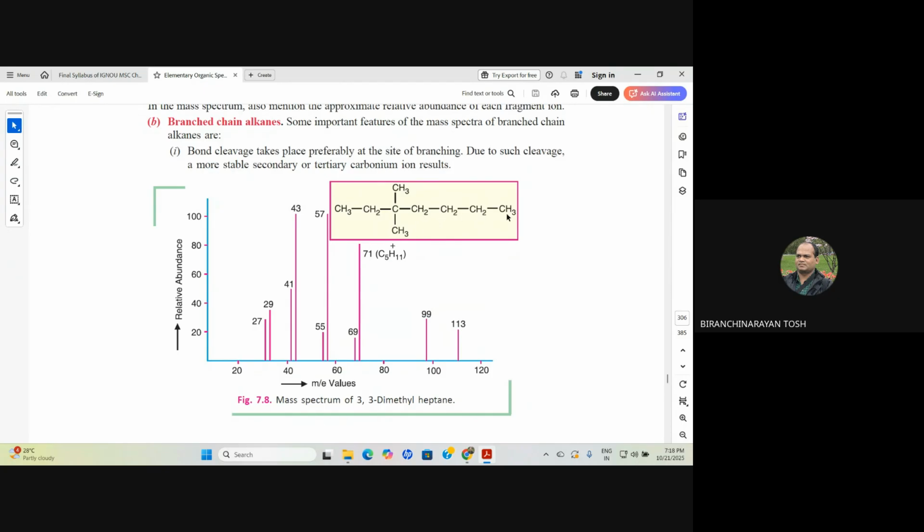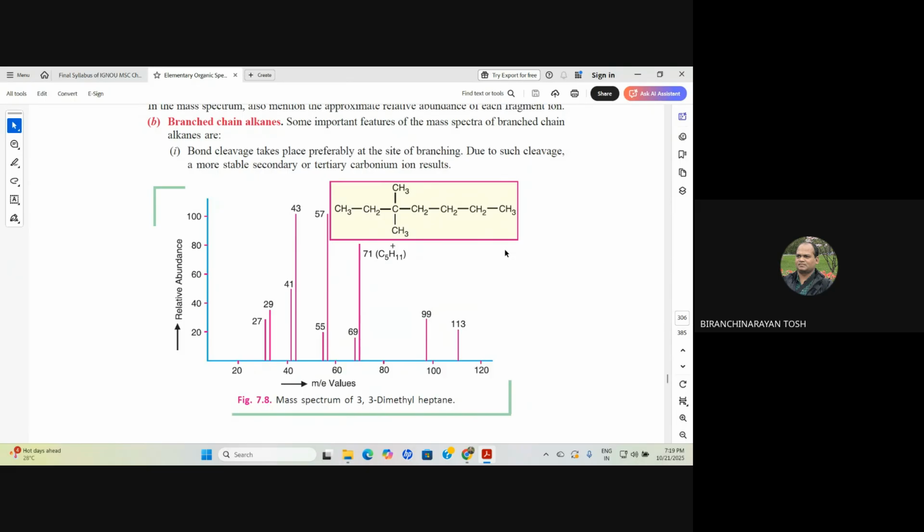And C4H9 is 57. So 71 and 57, these two peaks, sorry, not 43. If you add these two, how much are you getting? 128, but you are not getting the 128 peak here, as I told previously. So the parent peak you are not observing here because it is highly branched. So the parent will be a metastable peak.